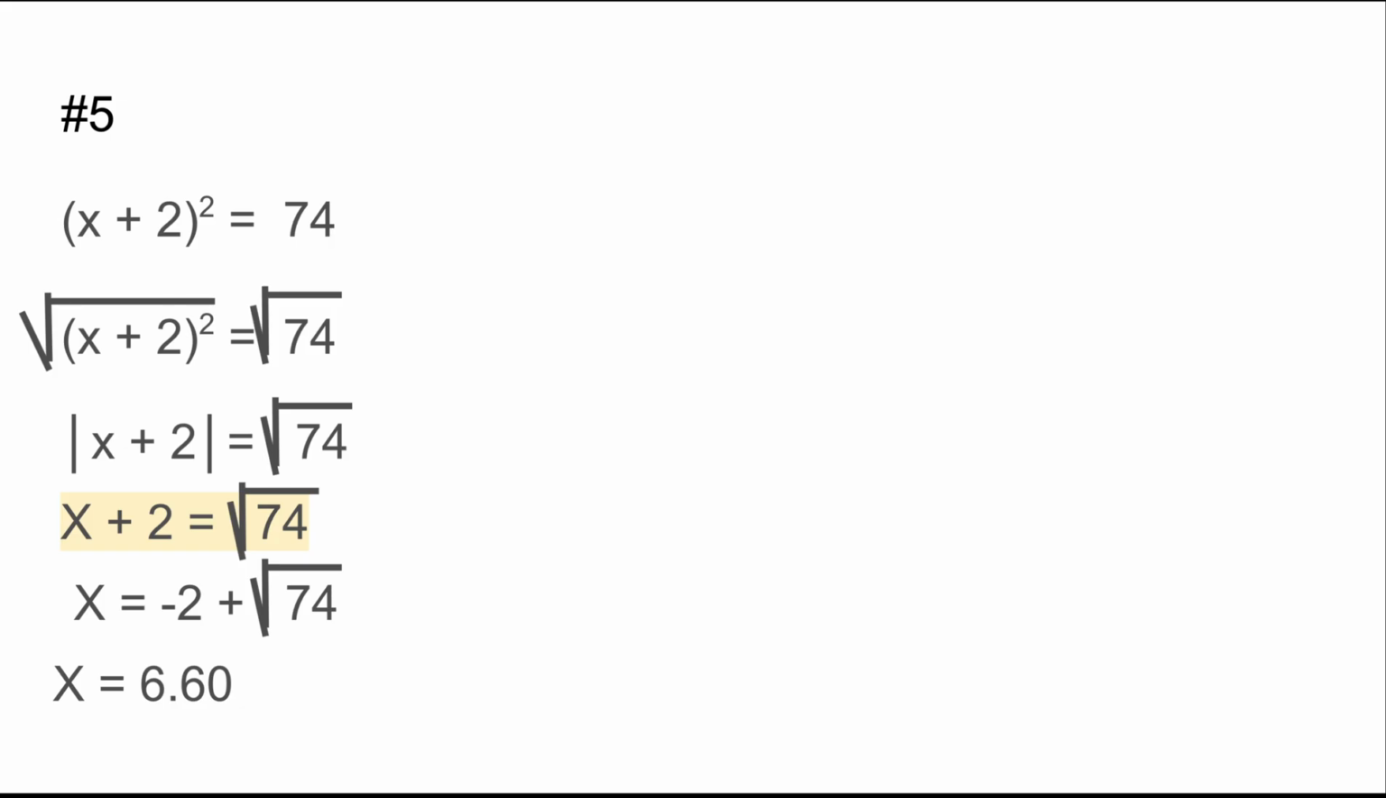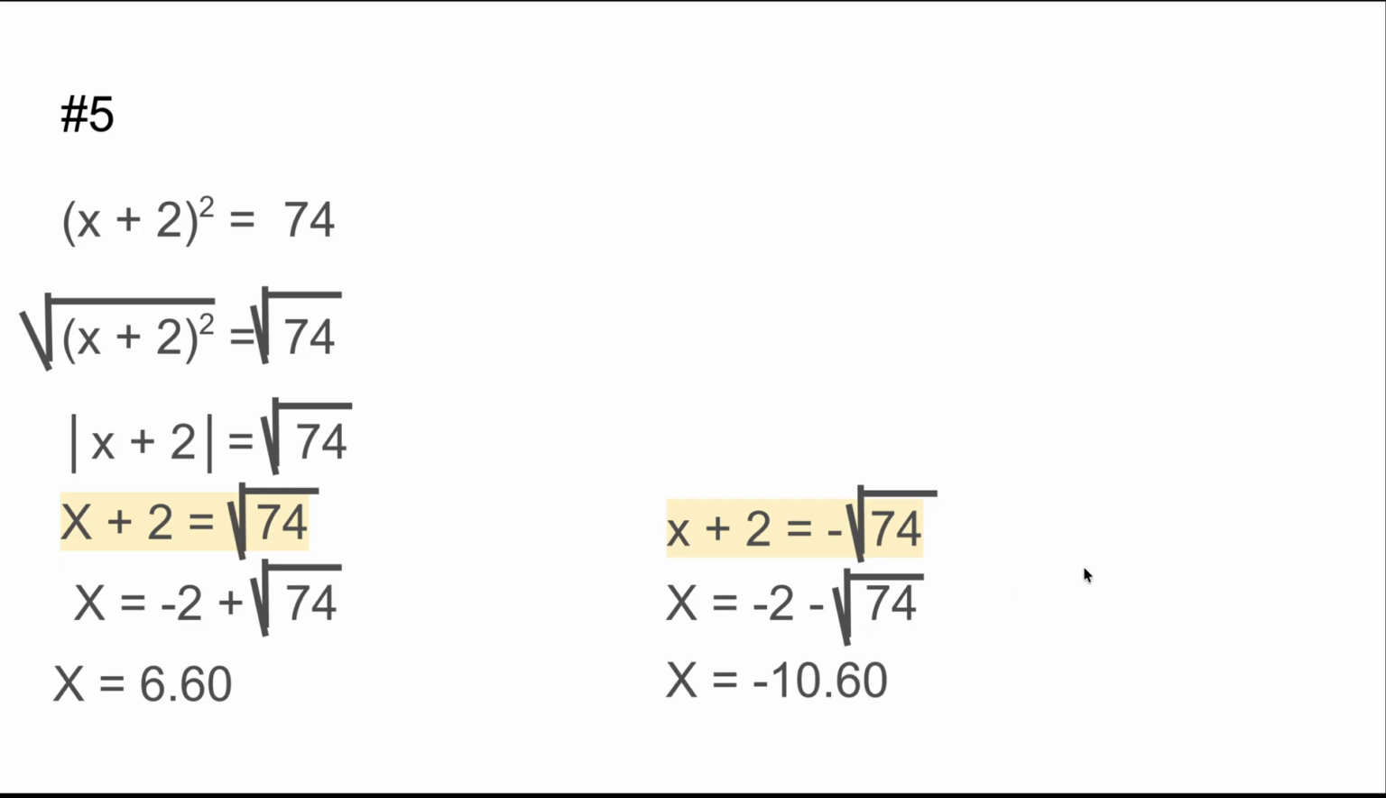Now we're going to do the same thing, except take our absolute value and make it equal the negative square root of 74. Now the negative sign is going to go on the outside of it. And so we are going to subtract 2. And in our calculator, we're going to write exactly this: negative 2 minus square root of 74. And this time we get negative 10.6. These two numbers are our set of solutions.